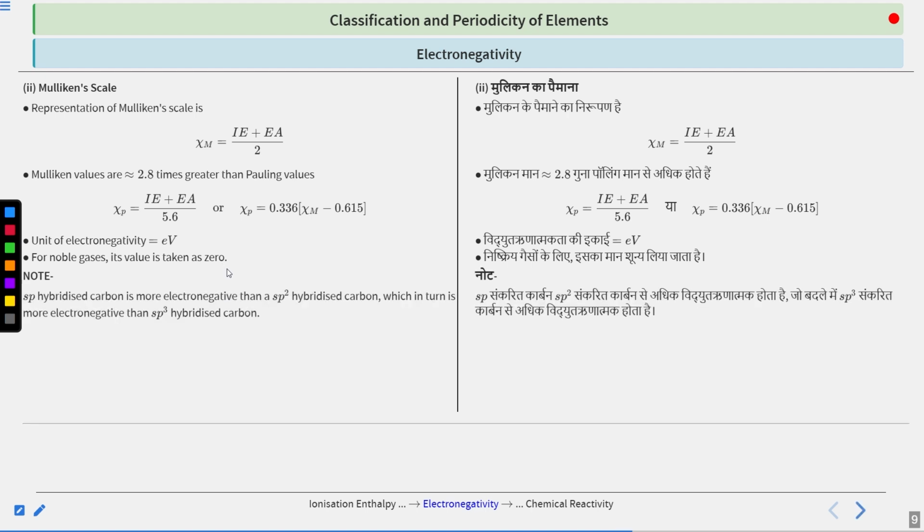One thing to note here is that sp hybridized carbon is more electronegative than sp2 because it has a greater s character. For sp it is 50% s character, and for sp2 it is 33.33%, so sp has more electronegativity. sp2 has lesser s character than sp3. So sp carbon is more electronegative than sp2, and sp2 carbon is more electronegative than sp3. Clear? Why is it so? Because of the greater s character.